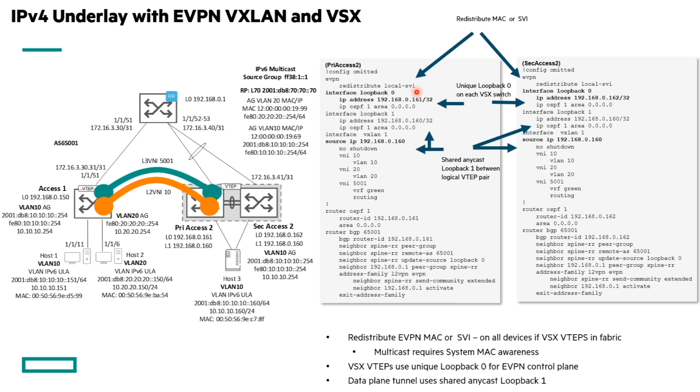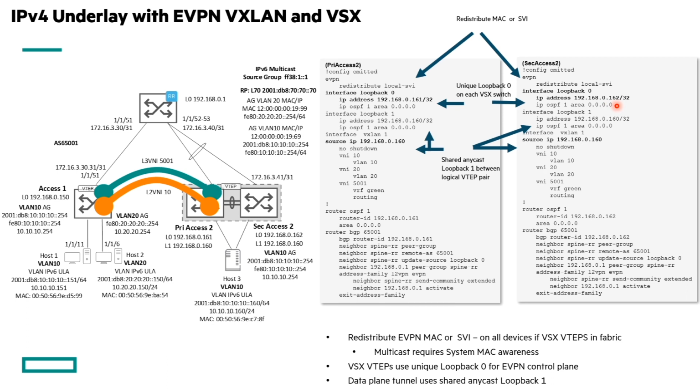plane, and that is shown here within the configuration where I have 192.168.0.161 on the primary VSX access 2, and on the secondary access 2 we have 192.168.0.162 for the unique loopback.